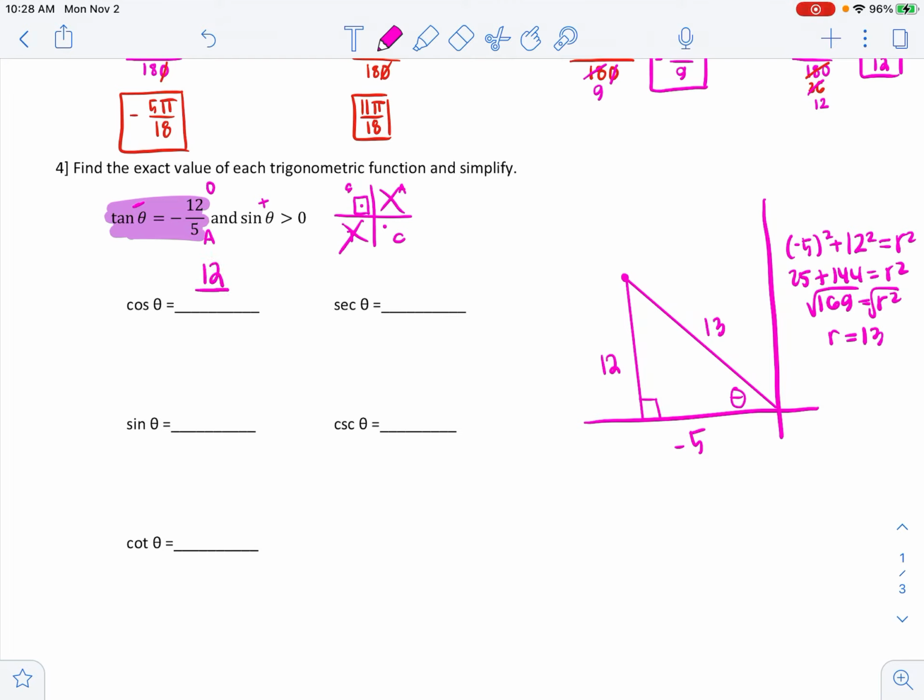Cosine is adjacent over hypotenuse. Adjacent's -5. Hypotenuse is 13. I could also do its reciprocal, which is secant, 13 over -5.